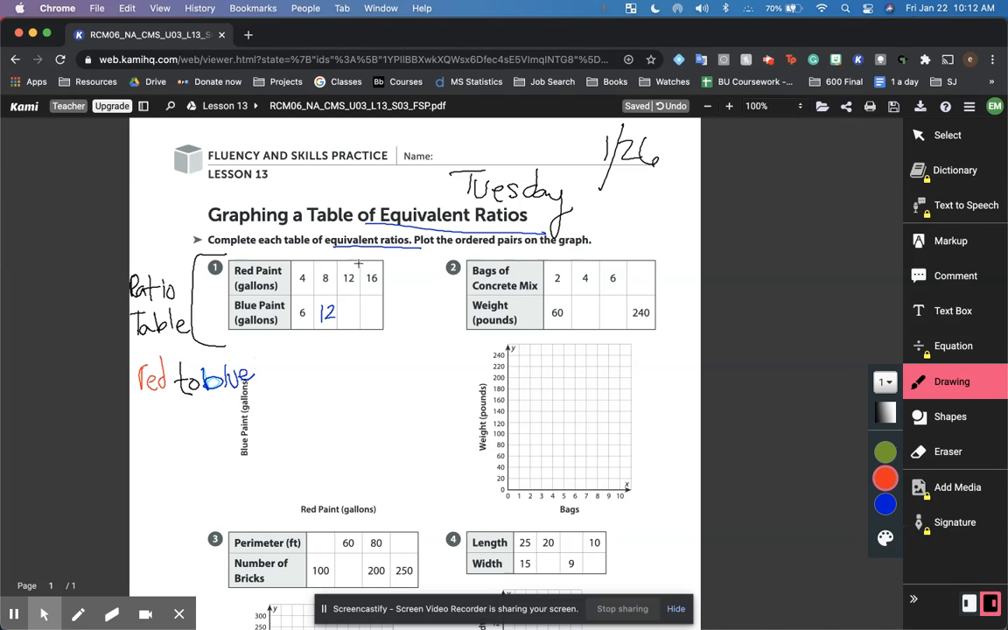Now I'm looking again. I see, okay, what if I use 12 gallons of red paint? What is happening between the relationship of 4 to 12? So I'm going to start thinking of my times tables. 4 times 1 is 4. 4 times 2 is 8. 4 times 3 is 12. So I know the relationship here is that I am timesing 4 by 3 to get 12.